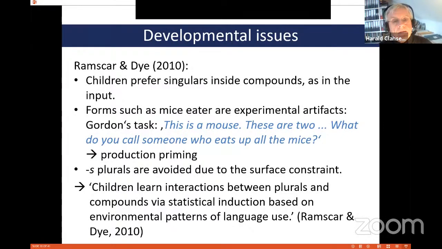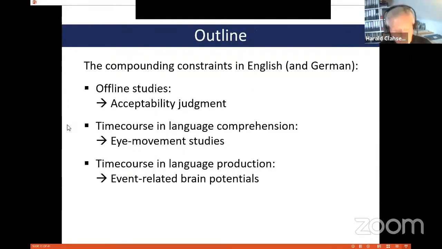So this is an outline of the rest of the talk. I will mainly review studies on English with occasional detours to German. Firstly, a number of results from acceptability judgment tasks to determine the nature of the compounding constraints. Then I will look at some eye tracking experiments, and if there is time, I will look at ERP studies as well. So it's a lot of stuff.